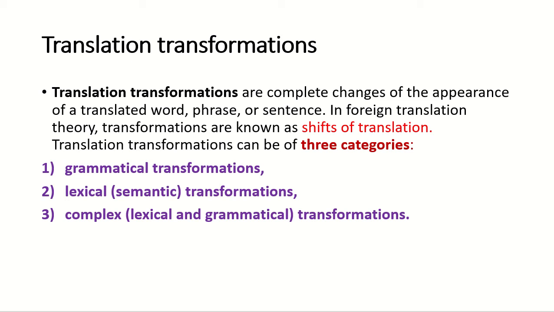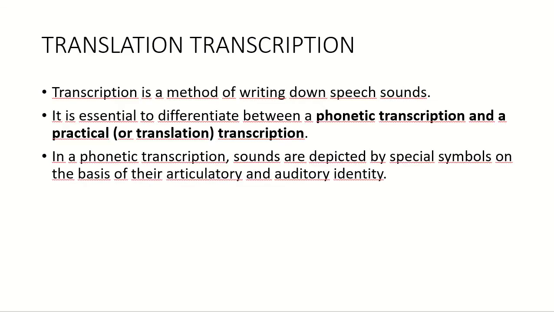And the translation transformations can be of three categories. The first category is grammatical transformations, the second one is lexical transformations, and the third one is complex, both lexical and grammatical transformations. So, okay, let's explain each method of equivalence in detail. Now, firstly, let's look at the transcription method.